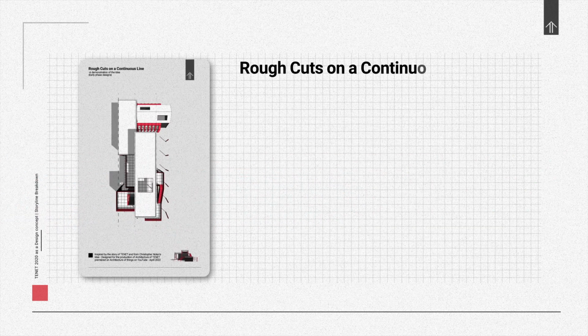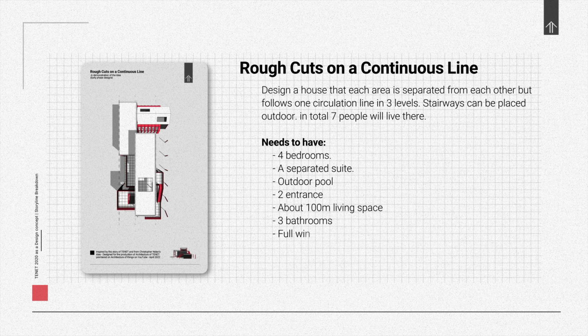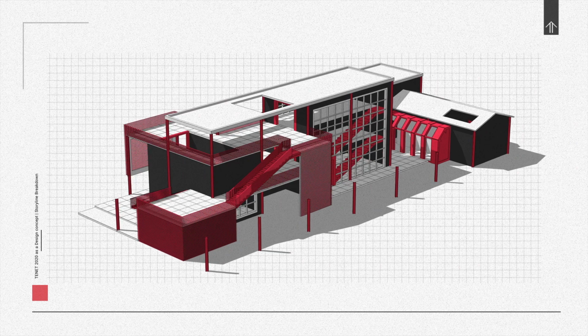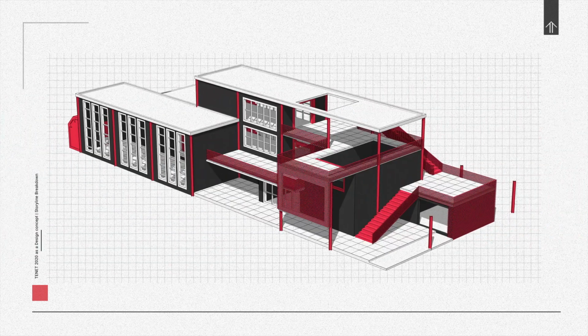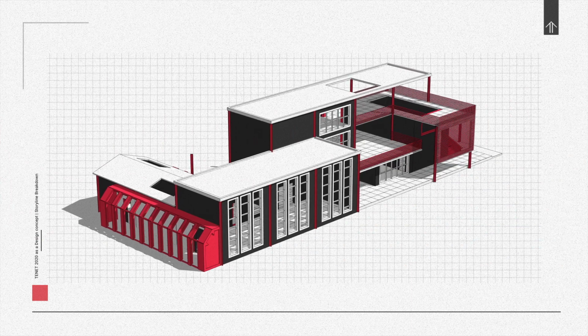Okay, the next one is rough cuts on a continuous line. We talked about how the continuous dialogue in various locations is a bit out of reach, but let's challenge ourselves and go crazy with this concept. Is this draft relatable to this matter? We'll leave it for you to decide.